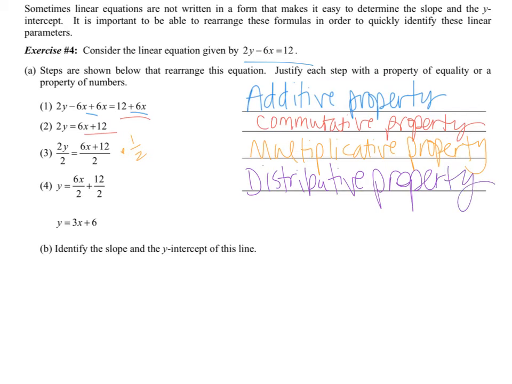So let's look at the slope and the y-intercept of this line. The slope is always the number next to the x, and the y-intercept is always the number that's plus or minus. Since this is plus, it's a positive 6.